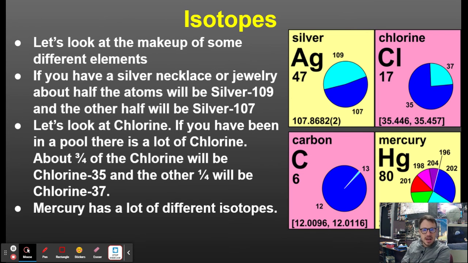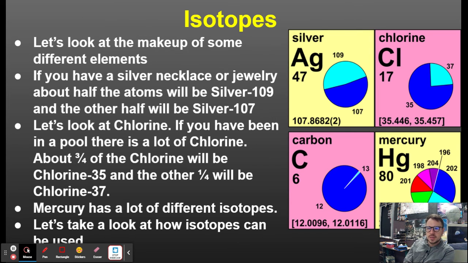So this is how some isotopes are broken down. Silver is about half and half, silver-109, silver-107. Chlorine's about 3/4 to 1/4, chlorine-35, chlorine-37. Carbon, most of it's carbon-12, some of it's carbon-13, and a small fraction is a radioactive carbon-14. You might have heard that in carbon-14 dating or carbon dating. And mercury is kind of all over the place.